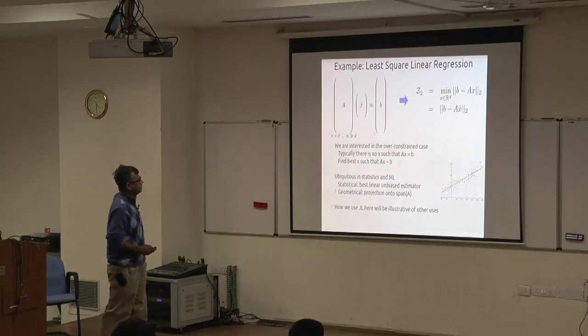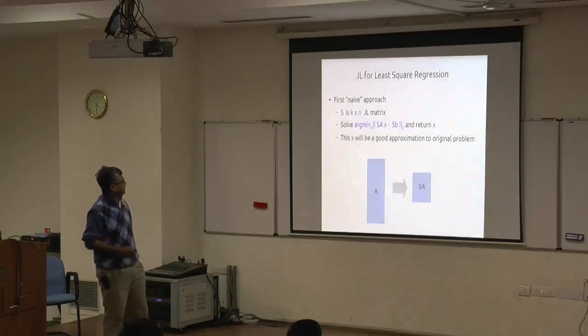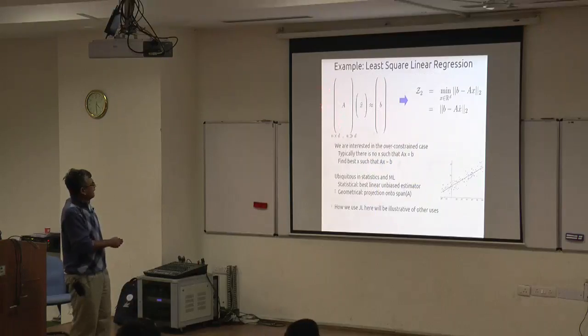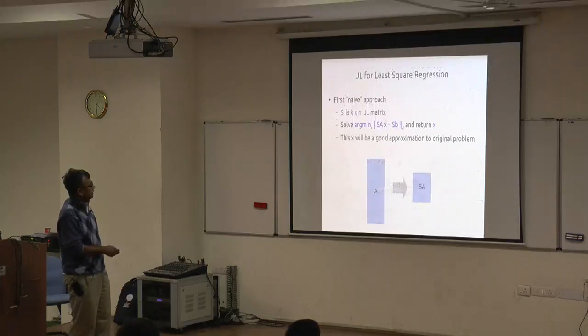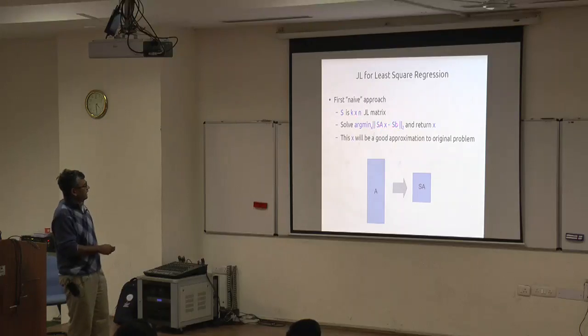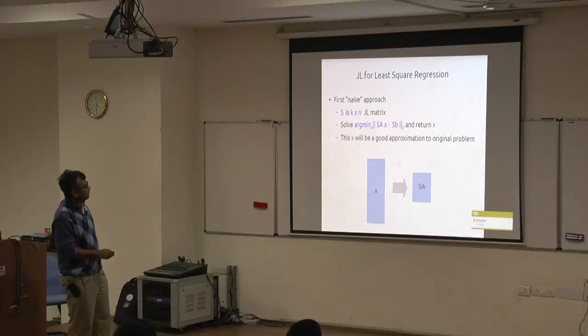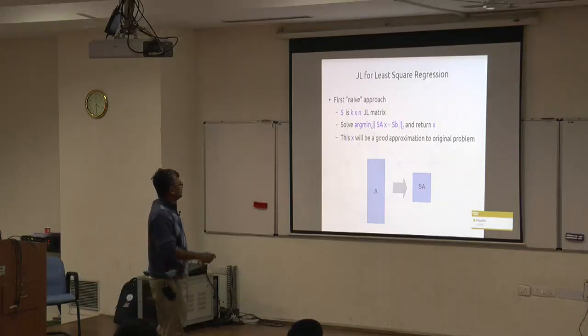Approximately faster. So here is an immediate application of JL. Take this overconstrained system and multiply A and B, both of them, on the left-hand side by this JL matrix S. So now you have two matrices, SA and SB. Solve this smaller problem. Remember that this is a much smaller problem; this k will be appropriately chosen, so it's much smaller. It turns out that this solution will be a good approximation to the original problem.